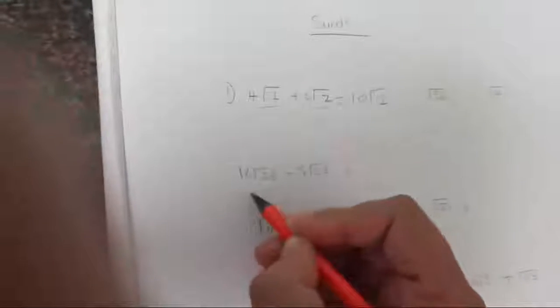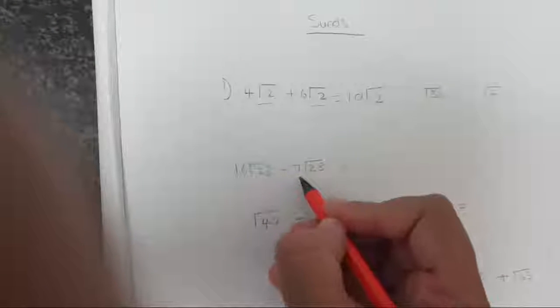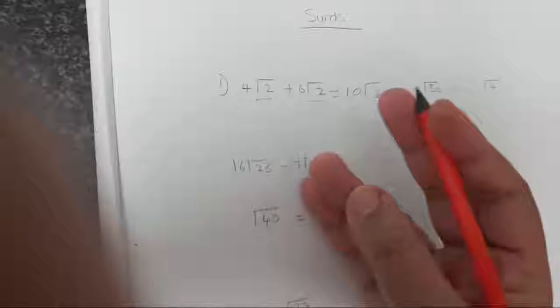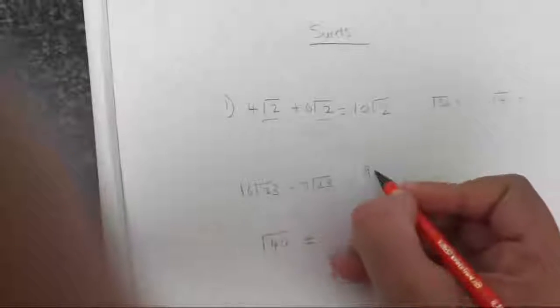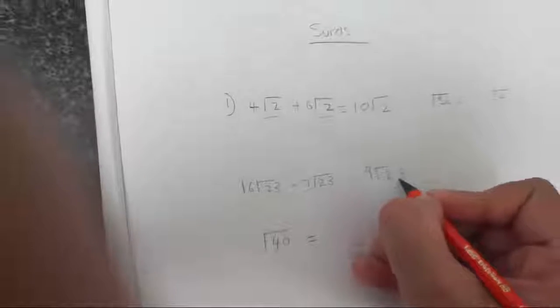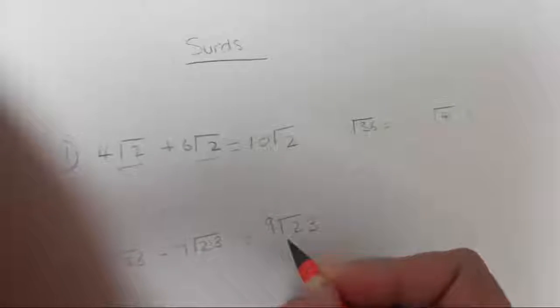Okay, let's move on to this one. So 16 take away 7, which is 7, 8, 9, 10, 11, 12, 13, 14, 15, 16. So 9 root 23. Okay, now let's move on to square root.